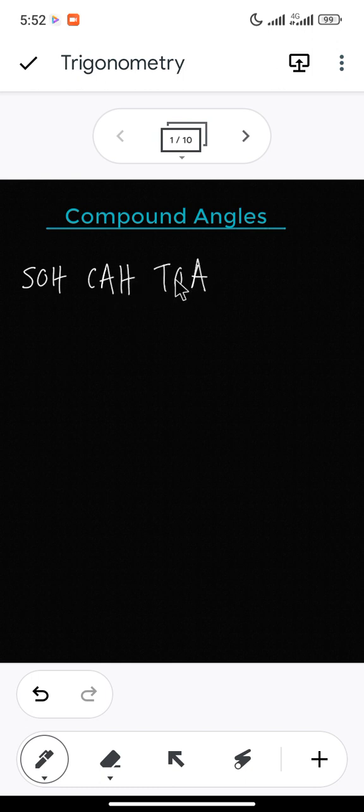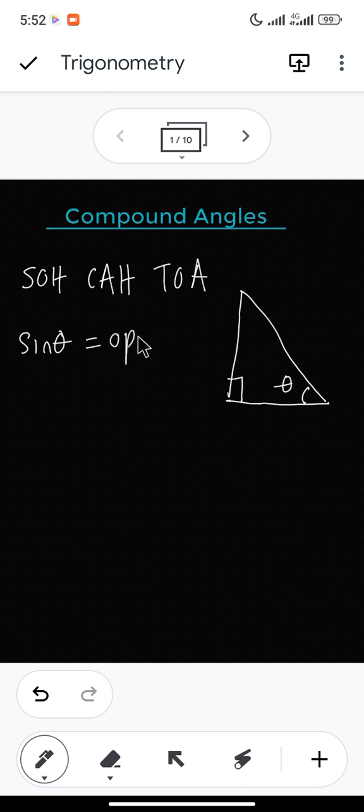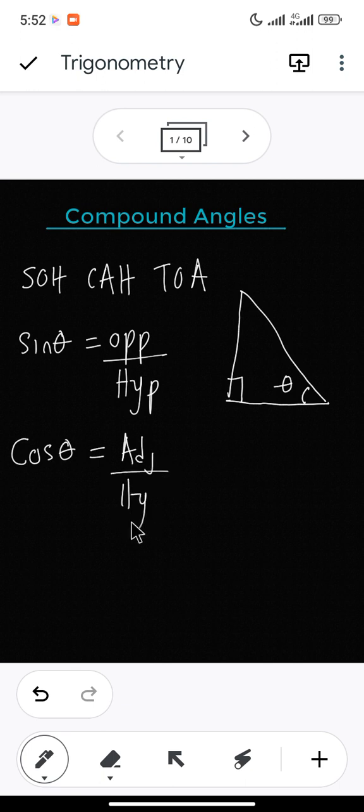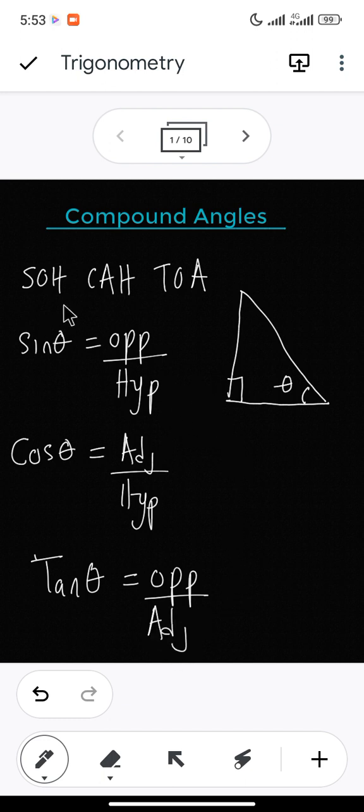Now, if you have a right angle triangle and you have a reference angle, let's say theta. SOH stands for sine theta equal to opposite over hypotenuse. CAH stands for cos theta equal to adjacent over hypotenuse, and TOA stands for tan theta equal to opposite over adjacent. Now this is basically what the three of them stand for.